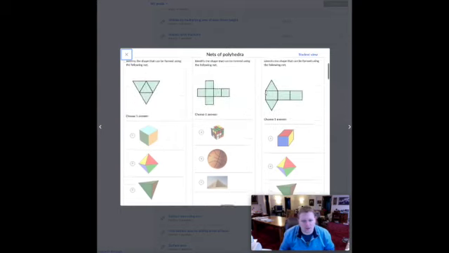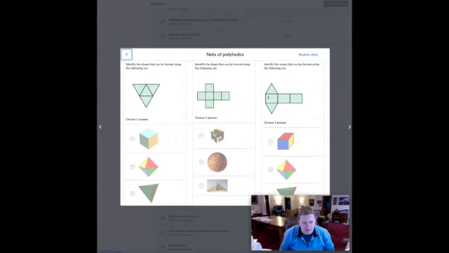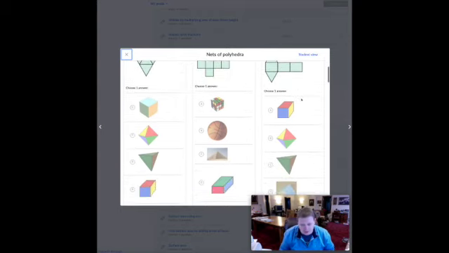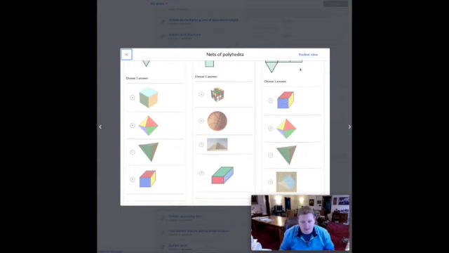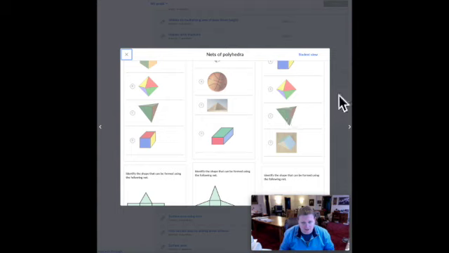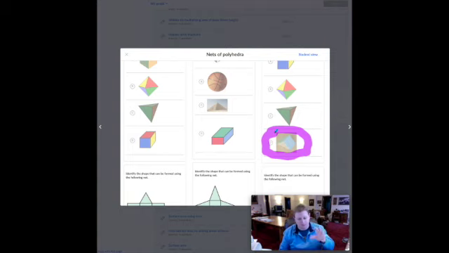If you look at the next one, which one has 2 triangles and 3 rectangles? That would be a triangular prism. But it's not this first one. It is not the second one. That's all triangles, not the third one. It would actually be this one right here. And so you want to be able to pick the net, okay? Once you get the hang of that, trying to get 4 in a row right, that should be good.